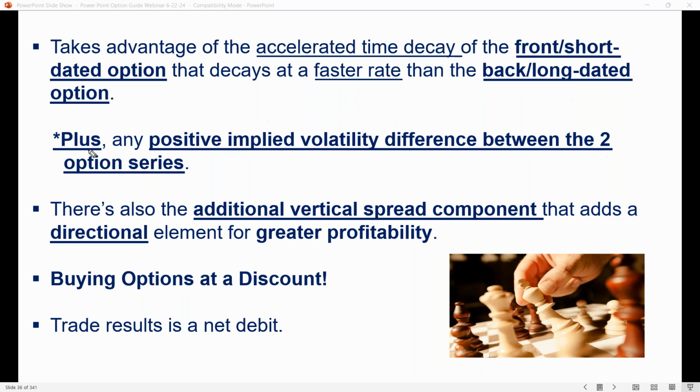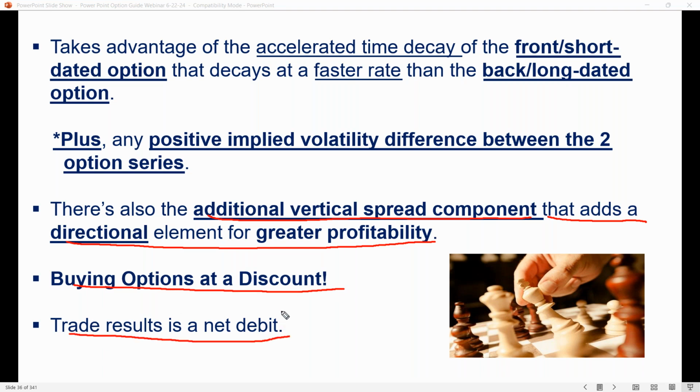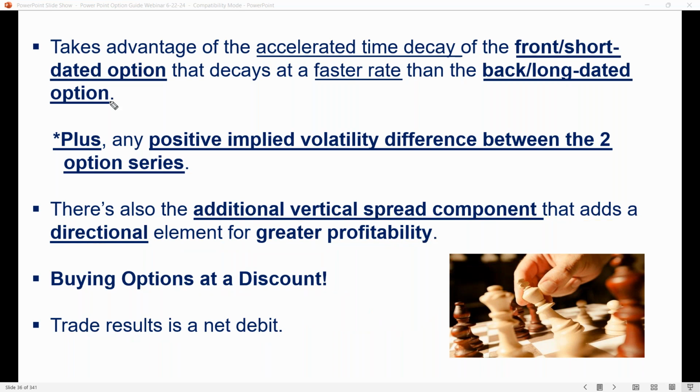Now, the big plus, though, is the additional vertical spread component. What this does is add a directional element for greater profitability to the trade, and this is what I call buying options at a discount. The trade is set up as a net debit, and then we can stay with the trade. If we think it might take a little bit longer for it to turn up, we can keep working the trade like a covered call. But instead of being long the shares, we're long the further-dated options, which are going to be much cheaper than being long the shares.